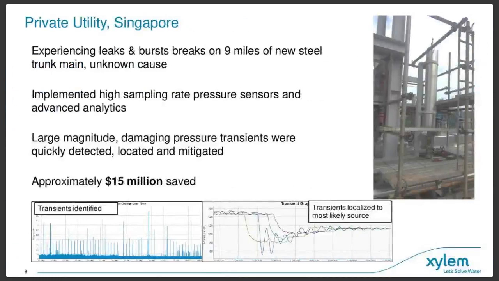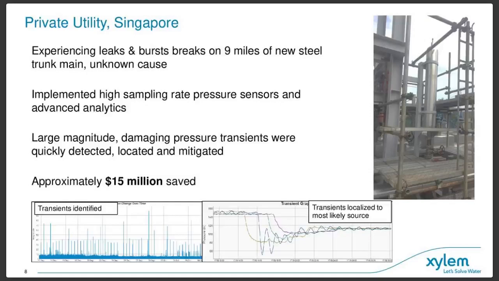Finally, I'd like to give an example of predicting where problems are going to be. So there's a private water utility in Singapore that operates a relatively small network of mainly steel trunk mains to several industrial customers. And they found they were having lots of pipe bursts that were not easy to explain and on very new pipe. What they wanted to do was understand what's going on in the network.